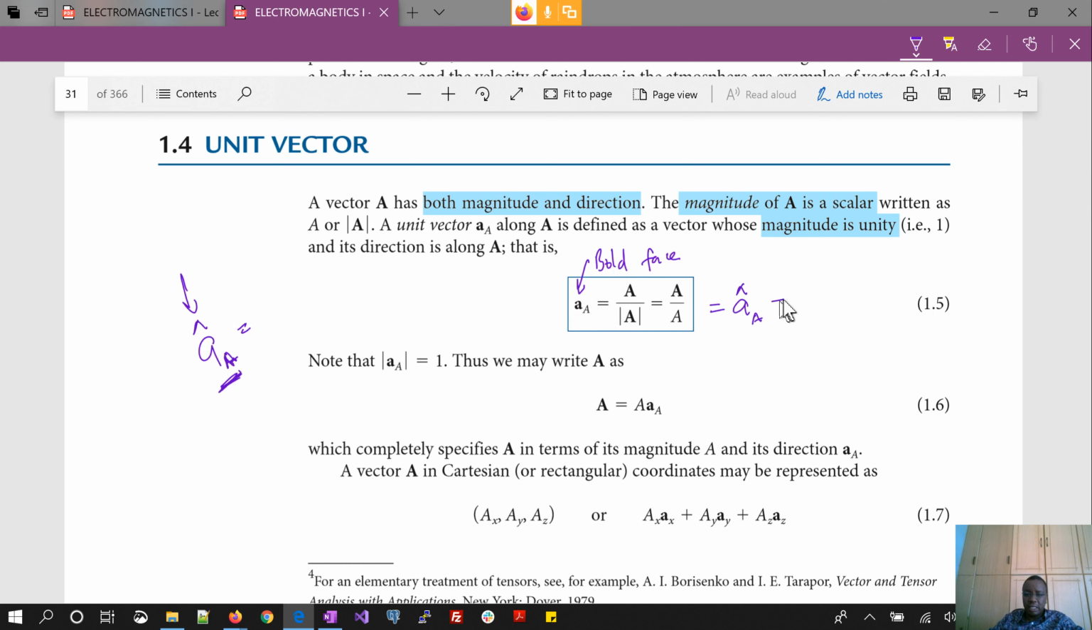It is represented by the vector itself, which might be written with the arrow at the top, divided by the magnitude of A, which is a scalar. So that is how we normally indicate the unit vector. It has a magnitude of 1 or unity, and it is in the direction of the vector itself.